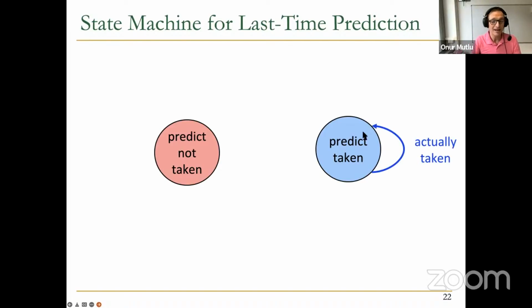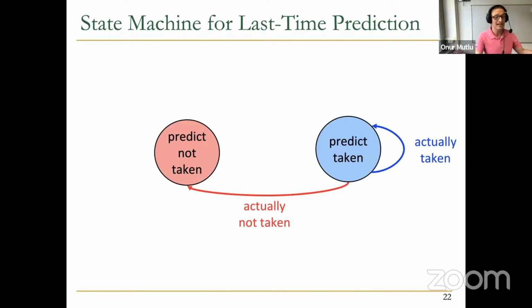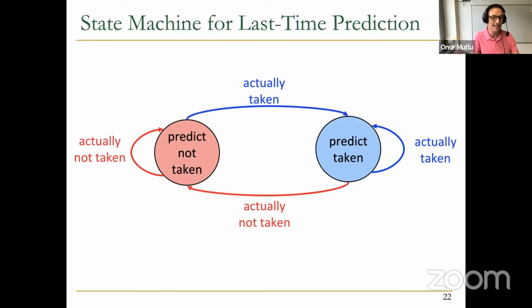And if you predicted the branch is taken and it's actually taken, you stay in the state. But if it's actually not taken, you go to some other state which says you should predict not taken, basically change the bit to 0, for example. And if you're predicting not taken, and it's actually not taken when you executed the branch, you stay in the state. But if it's actually taken, you go back to the other state. Okay. So one thing to recognize over here is that you change your mind very quickly.